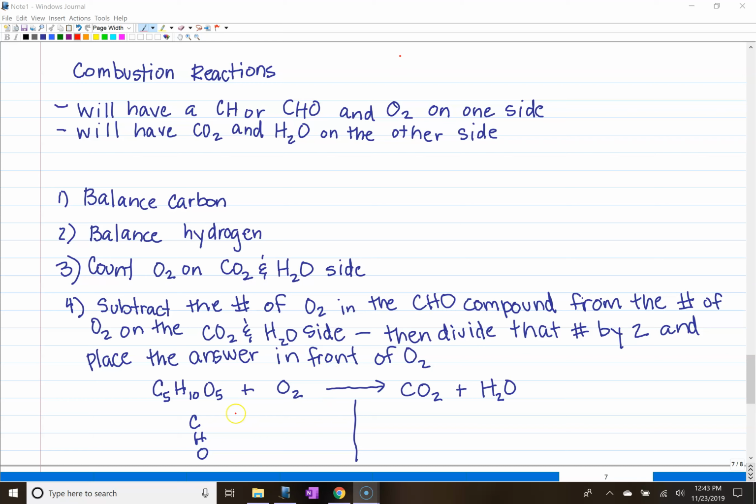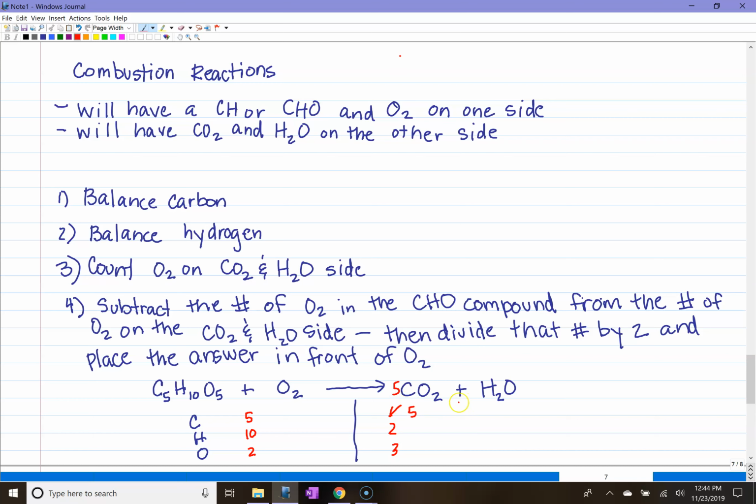So in this case, I would have 5 carbons, 10 hydrogens, and 2 oxygens on my reactant side. And then on the CO2 and H2O side, I have 1 carbon, 2 hydrogens, and 3 oxygens. I'm going to balance out carbon by putting a 5 in front of carbon dioxide. And I'm going to balance out hydrogen by putting a 5 in front of H2O.